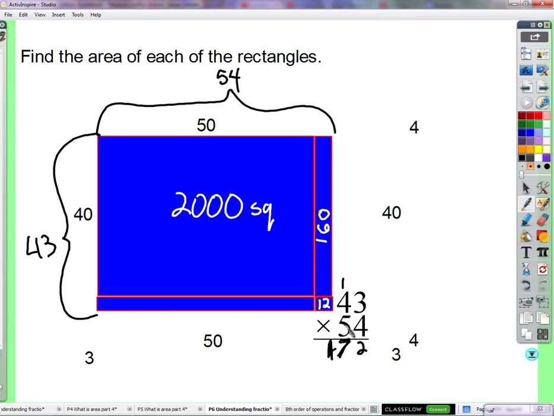So 5, which isn't really 5, it's 50. 50 times 3 is what? 150. Well, 5 tens times 3, that's 15 tens. Okay? 15 tens. But we don't put 15 right there. We put the one up there. Now, we had so many tens, we wound up with? Hundreds.